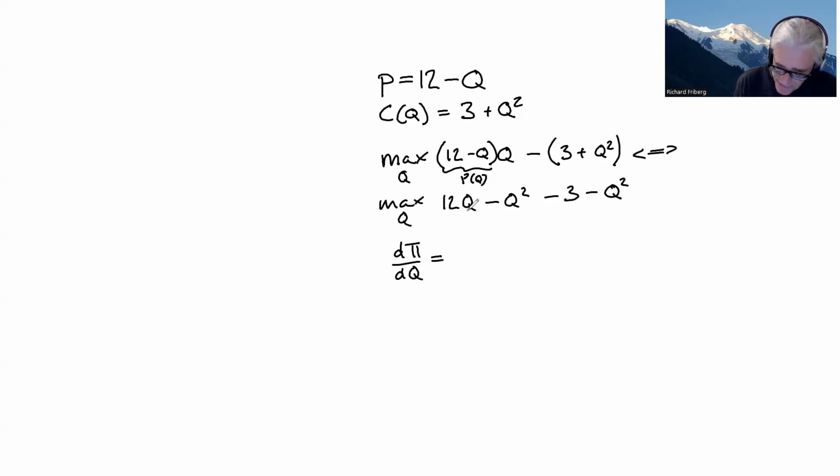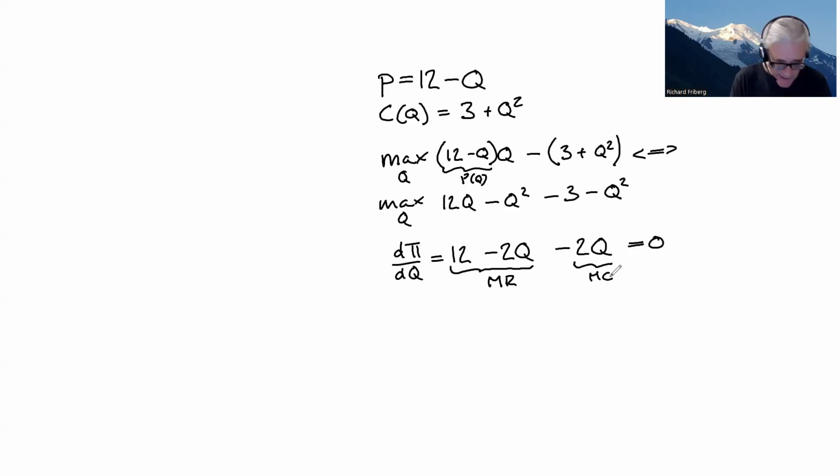So 12Q, differentiate with respect to Q, that's 12. The 2 moves down here, minus 2Q. 3 drops, and then minus 2Q. And we said this should be equal to 0 at the optimum, okay? What do we have here? We have the marginal revenue, and this, the marginal cost.